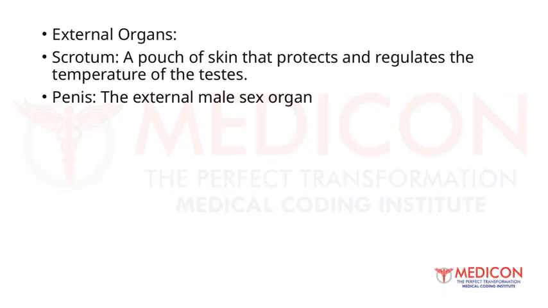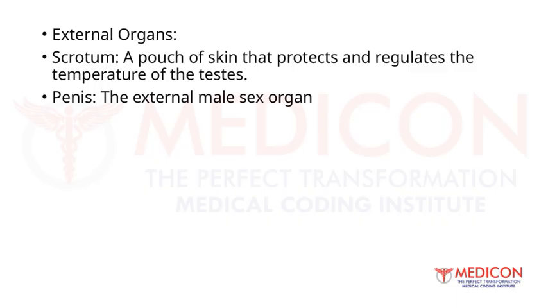Now, let's take a closer look at some of the external organs involved in male reproductive health. First, we have the scrotum. This is essentially a pouch of skin that holds and protects the testes. One of its key roles is to regulate temperature, which is critical for healthy sperm production. The scrotum can adjust its position, moving closer to the body or farther away, to keep the testes at the optimal temperature. Next, we have the penis, which is the external male sex organ.